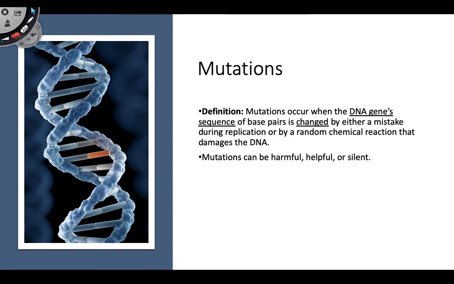But sometimes these mistakes are due to some type of chemical or some type of exposure. So we know that cigarette smoke damages the DNA. We also know that UV light also damages the DNA, and that's why it's important for you to wear sunblock whenever you're outside. So let's remember that mutations can be harmful. It means that they're bad for you. Mutations can be helpful. That means that whatever the mutation results in gives you an advantage. And the mutations can be silent, which means that they have no effect.